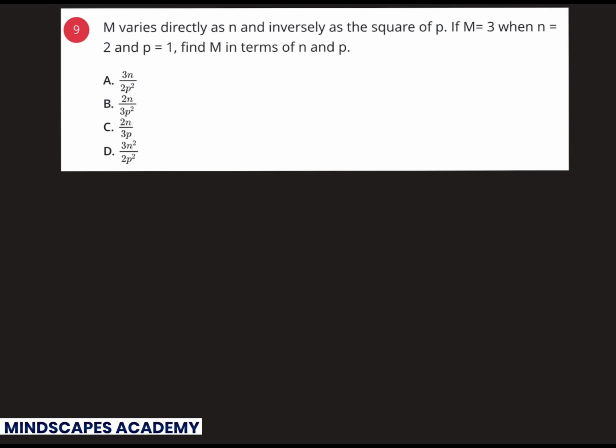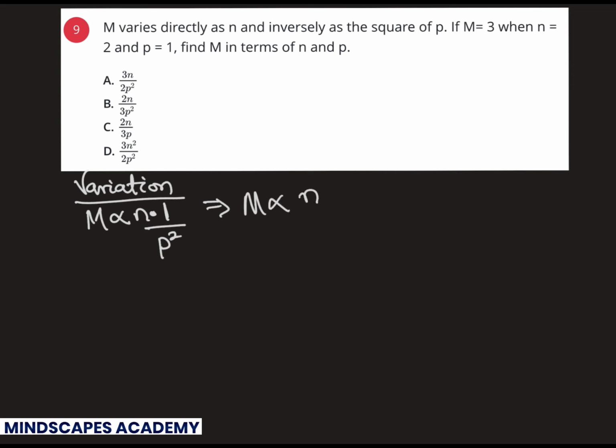Alright, for this problem, this is a problem under the topic variation. The problem says m varies directly as n. So that is direct variation, and that is multiplication. Inversely, inverse is 1 over the square of p, that is square. So that is what you have. It means m varies directly as n and inversely as the square of p.